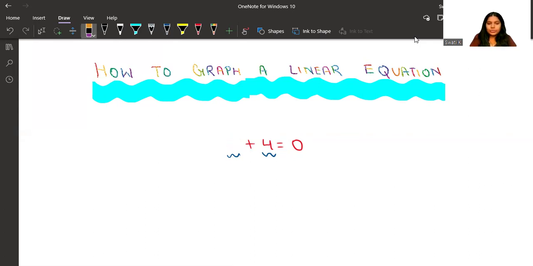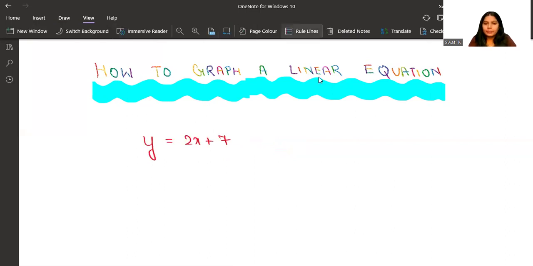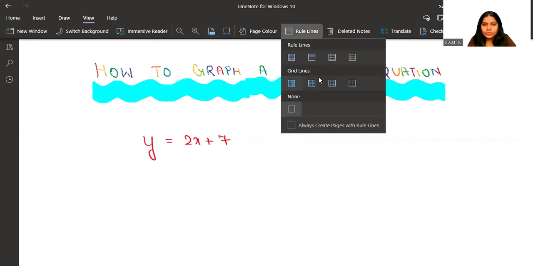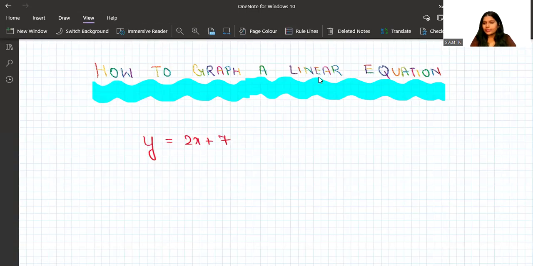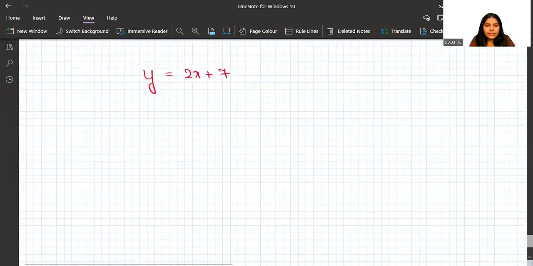Right now, I'm just taking another example, which is y equals 2x plus 7. That is the question. So y equals 2x plus 7, this I need to plot on the graph. First of all, I should have a graph. So for that, I'm going to make some changes. Now you can see that it is now a grid, a lot of grids you can see. So it would be much easier for me to make a graph. So y is equal to 2x plus 7.